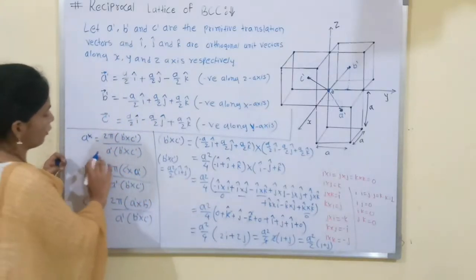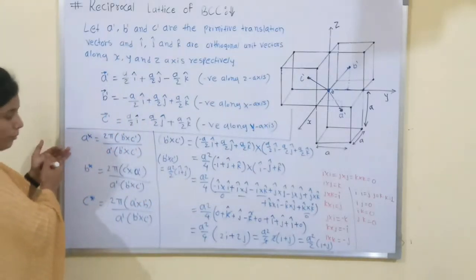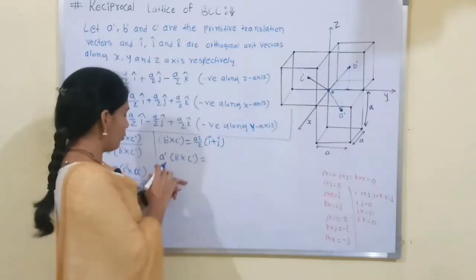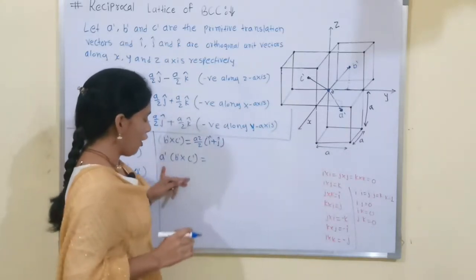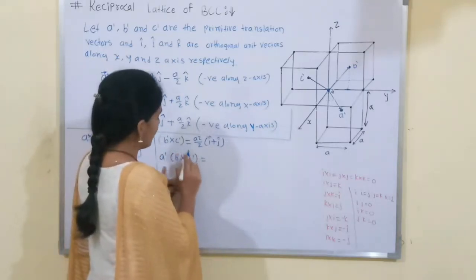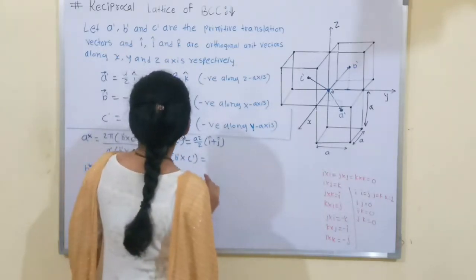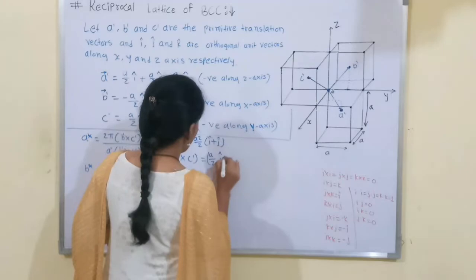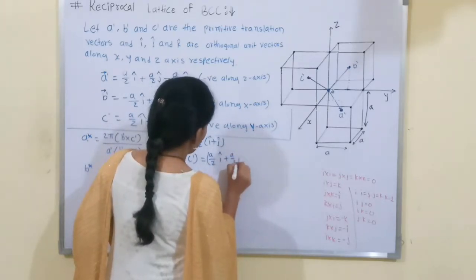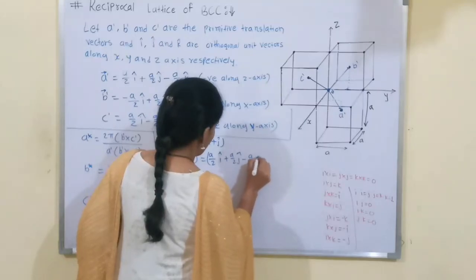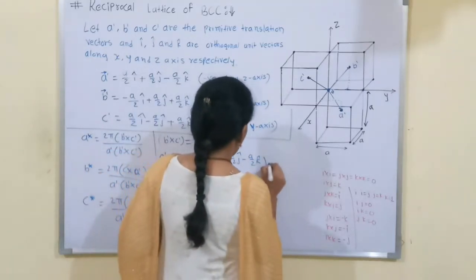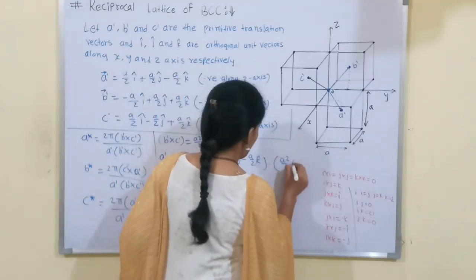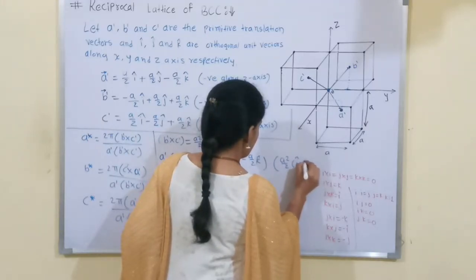Okay. We will calculate for this volume A dot into B cross C. So next we will calculate for the volume, that means A dash dot B cross C. Okay, we have calculated B cross C, so simply we will write the value of A dash, that is A by 2 I cap plus A by 2 J cap minus A by 2 K cap, and dot, what is B cross C? B cross C is A square by 2 I cap plus J cap.